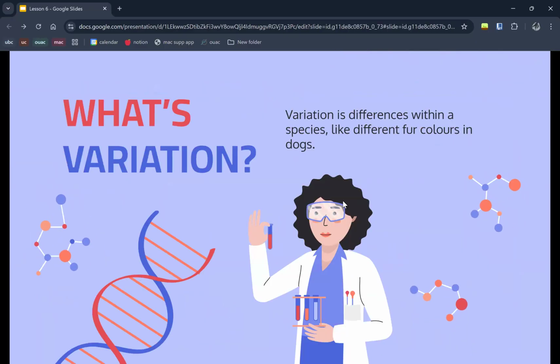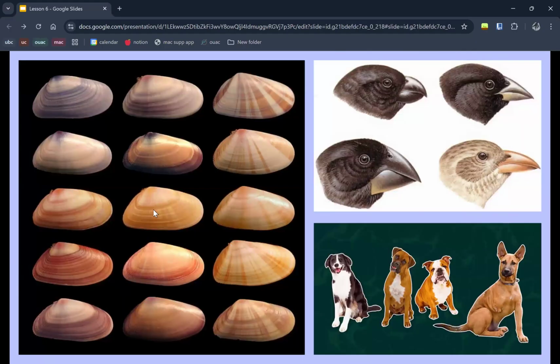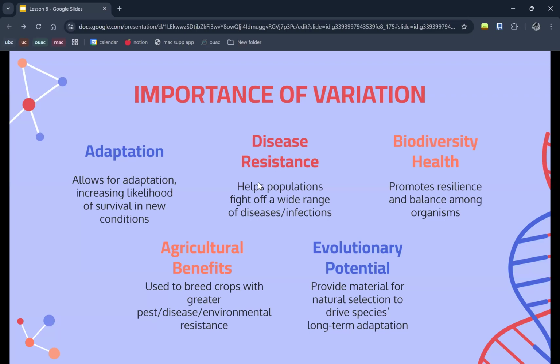So what is variation? Variation is differences within a species. So differences in traits among individuals all of the same species. For example, different fur colors in dogs. They come in black, brown, white, spotted. And you can see some examples of variation here in these shells, the beaks of these birds, again, dog fur color. And the importance of variation is to provide adaptation.